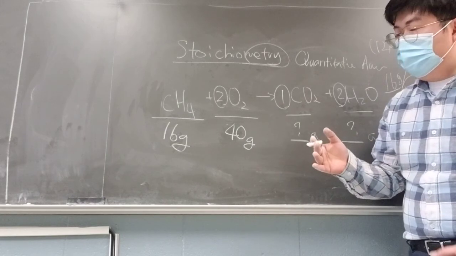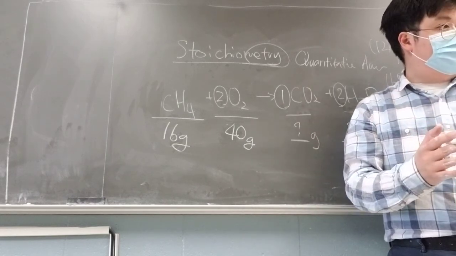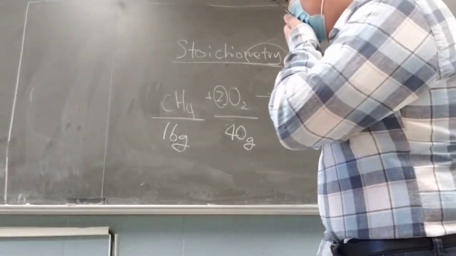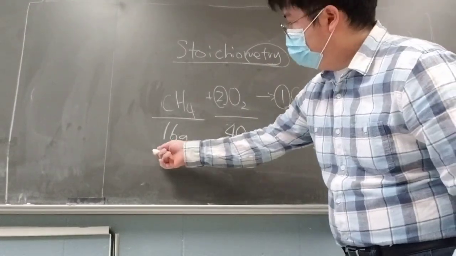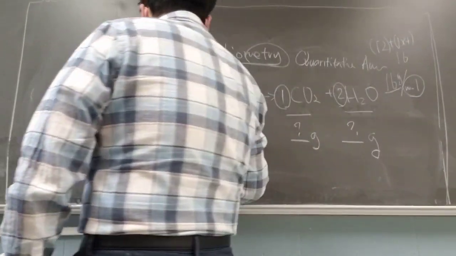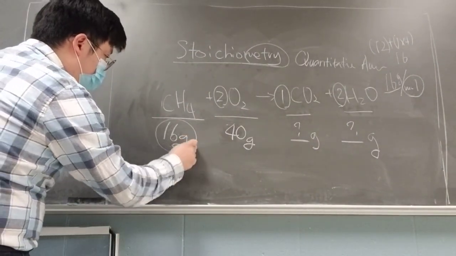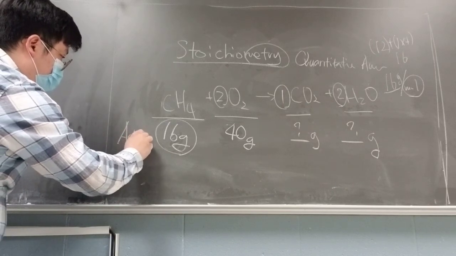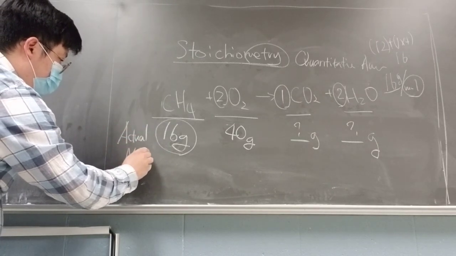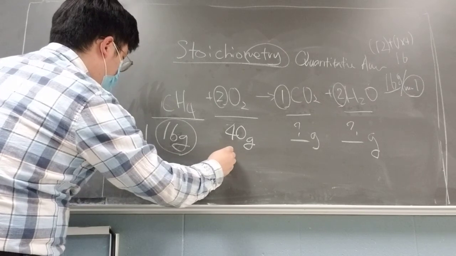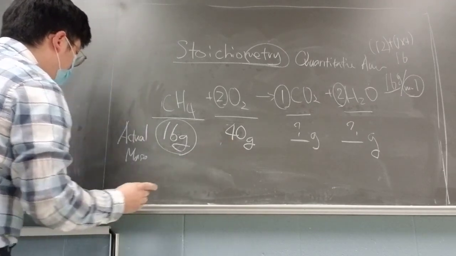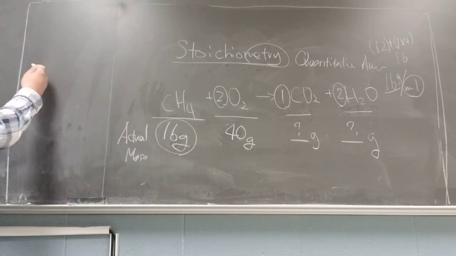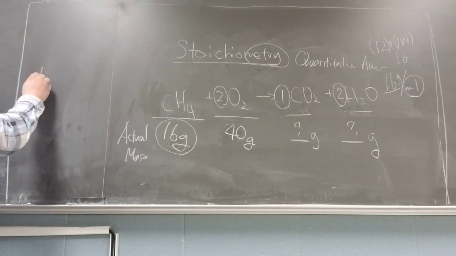So now you're going to a very realistic problem. This is something you always do in the chemistry lab. It's every day. So if you look at 16 grams over here, this is the actual mass, right? This is how much it really weighs in the lab, okay? This is 40 grams actual mass too. So you put this number, actual mass, which is 16 grams, on the top, okay?